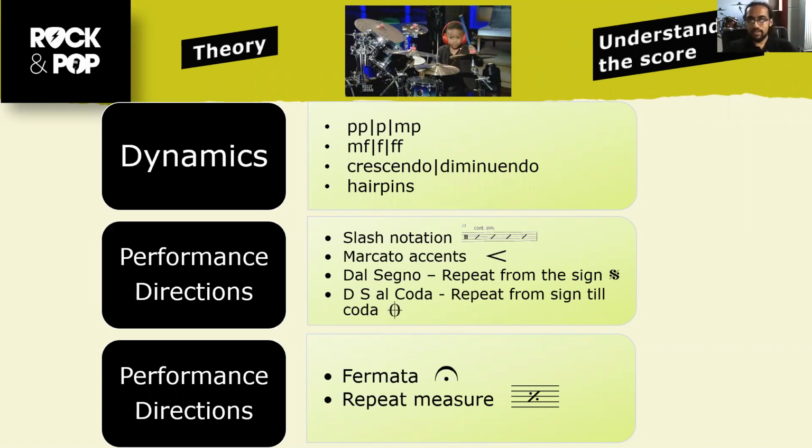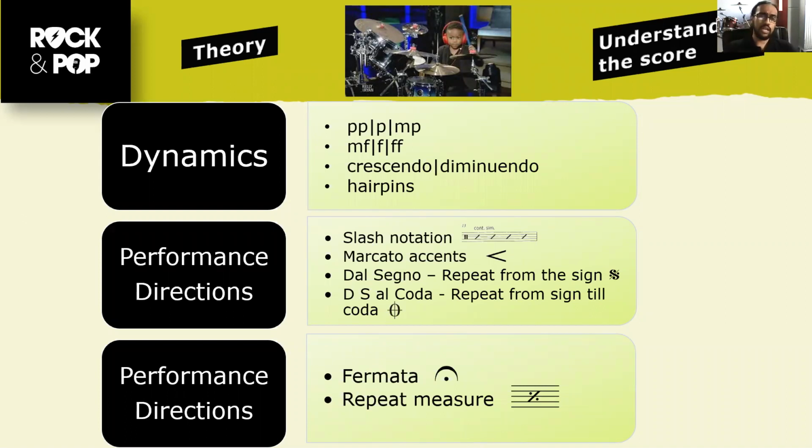It is accompanied by something called DS al coda. It instructs the musician to go back to the sign, and whenever al coda or to coda is encountered on the score, the player has to jump to the coda symbol. The coda symbol, as you can see on your screen, is a circle with a plus sign, and coda is always the ending part of a song.